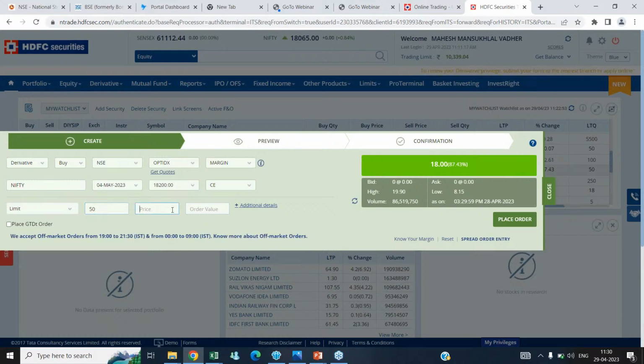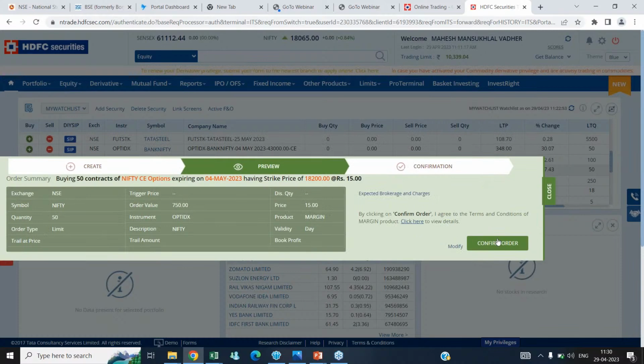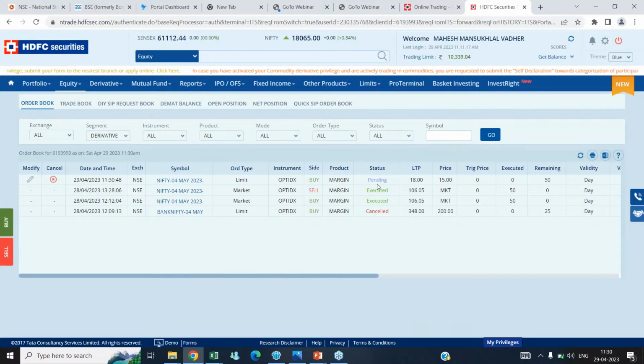Once you place this order, suppose you want to buy it at 15 rupees, and if you confirm this order, then your off-market order will be placed. If you check in the order book, you will see that this is my off-market order. I placed it at 15 rupees, and it is now showing pending. Tomorrow and Monday is also a holiday, so on Tuesday this order will get shot into the exchanges.